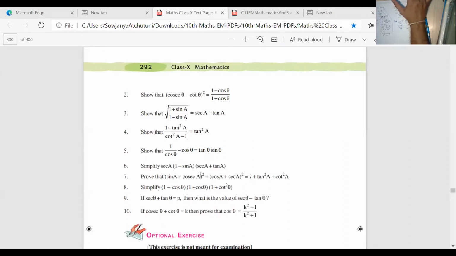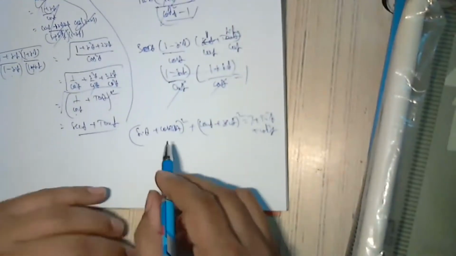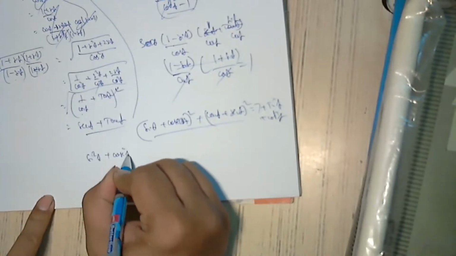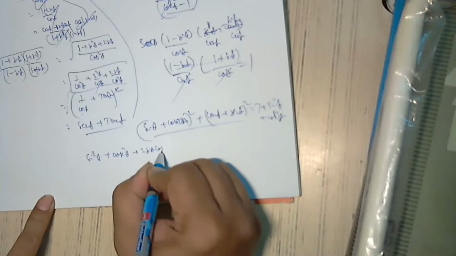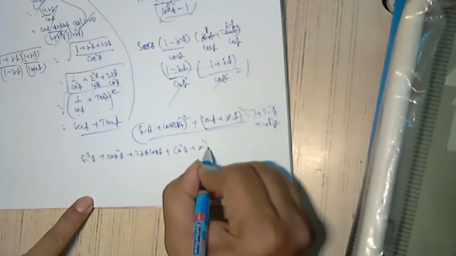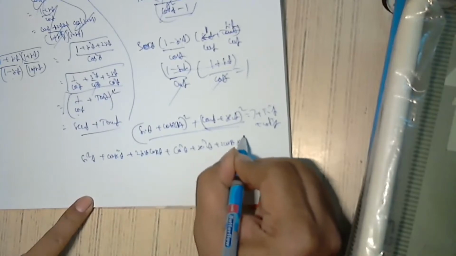Prove that sin A plus cosecant A whole square plus cos A plus secant A whole square is equal to 7 plus tan square A plus cot square A. Let us see this. So I am expanding the squares. Sin square A plus cosecant square A plus 2 sin A cosecant A plus, expanding this, cos square A plus secant square A plus 2 cos A secant A.